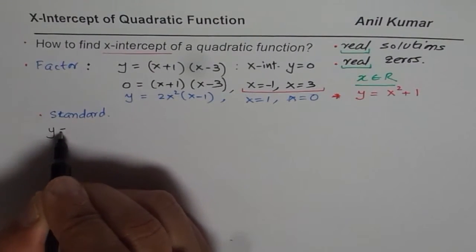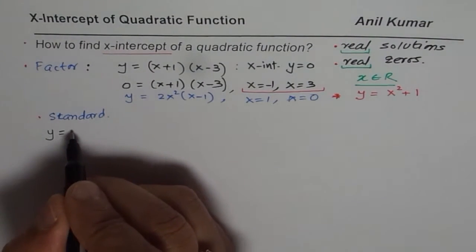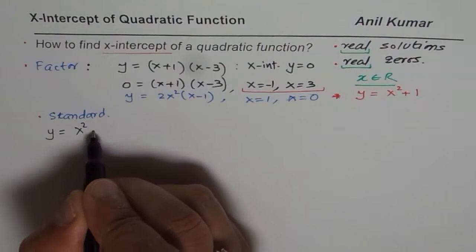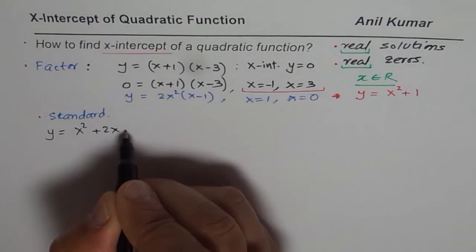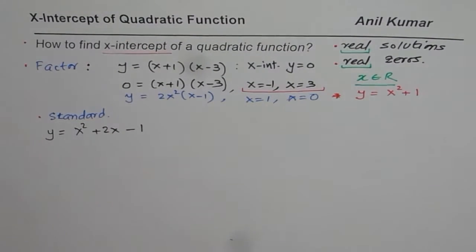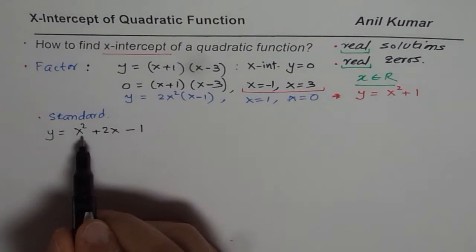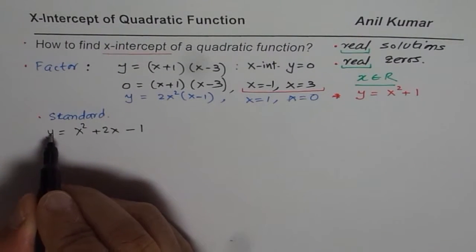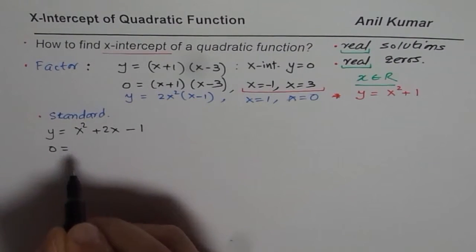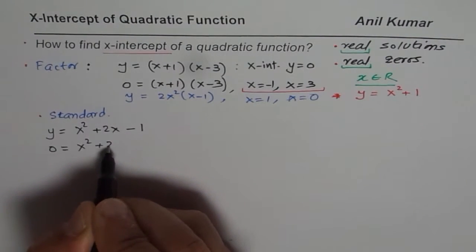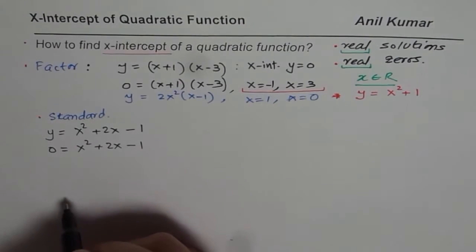We'll begin with one example. Let us say we have x squared plus 2x minus 1. Let us say a simple equation, kind of like this. Now to find the x-intercept, we have to equate y to 0. So we get 0 equals x squared plus 2x minus 1.